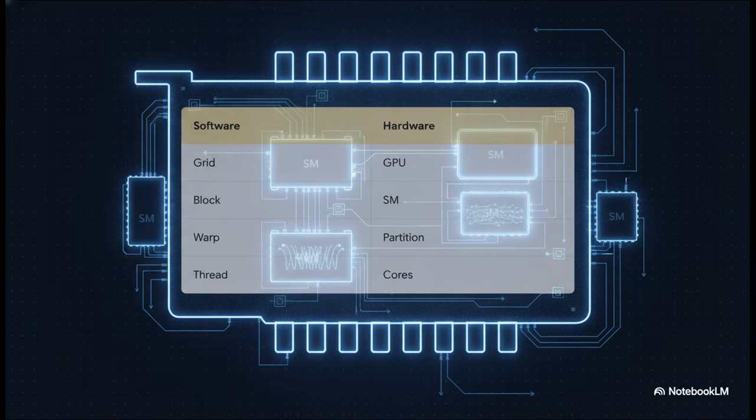And here is the definitive mapping matrix you absolutely need to know. Your grid gets distributed across the entire GPU. Your blocks are assigned entirely to one SM. Inside that SM, threads are bundled into warps, handled by SM partitions. And finally, the individual threads run directly on the physical cores.